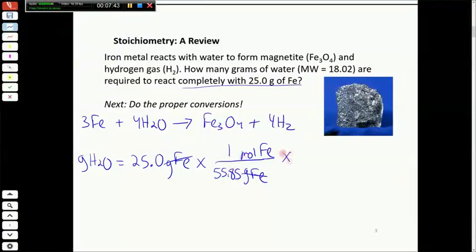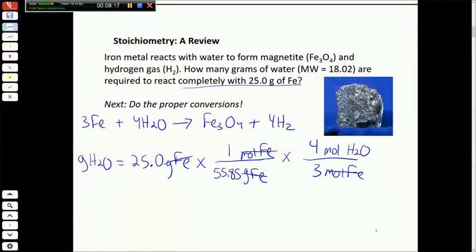And then from here, once we have moles of one substance, we can convert into moles of any other substance in the chemical equation by using the stoichiometric coefficients, the numbers that are out front. So if we want to go from moles of iron into moles of water, which is what we're looking for, grams of water, but this is the next step, we again put moles of iron in the bottom so that it cancels out here, and we just use the coefficients in the balanced equation. So there's a 4 in front of water, so a 4 goes up there. There's a 3 in front of iron, so a 3 goes down there. Moles of iron cancel, now we're in moles of water.